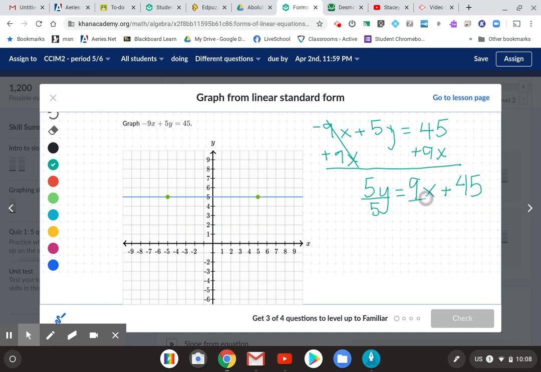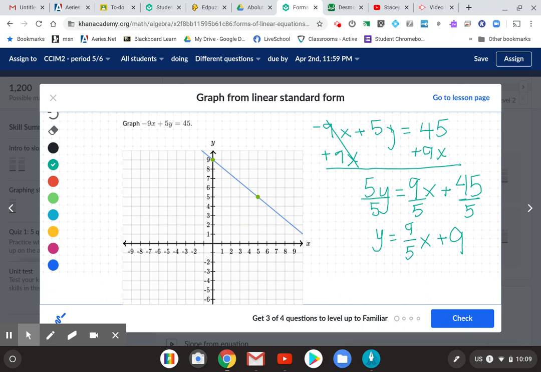Next step, get y by itself. If you can simplify, you do it. 9/5 will not simplify. You do not want it as a decimal. You actually want it in the fraction. And 45 divided by 5 is 9. So our first step, move the first dot to 9. And you want to go up 9 to the right 5.